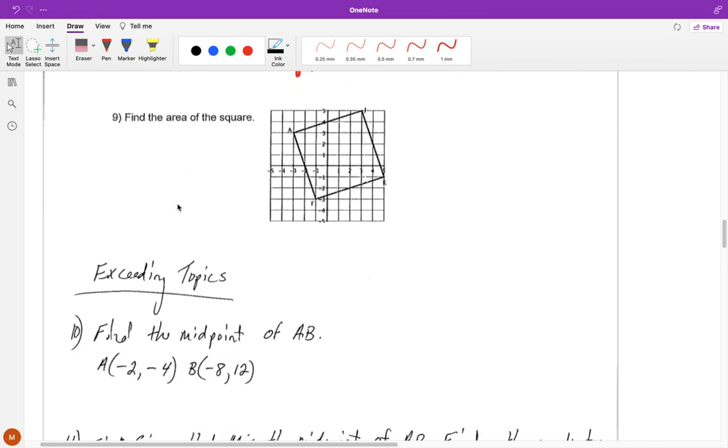All right, so for this one, it says find the area of the square. Now, this would be an exceeding question of this topic, but we know that the square has 4 equal sides, and the area of a square is equal to just a side squared. So all I need to do is find a distance of one of these sides.